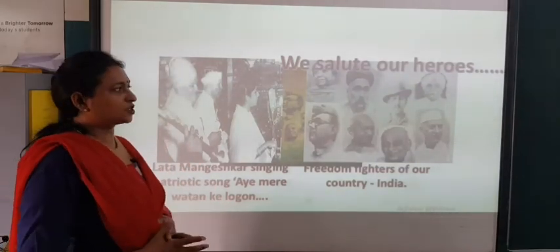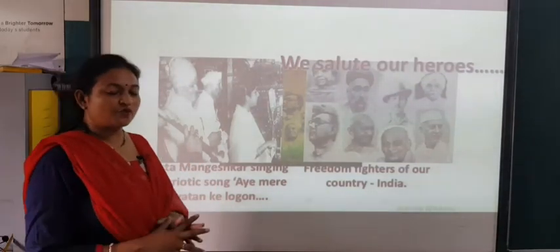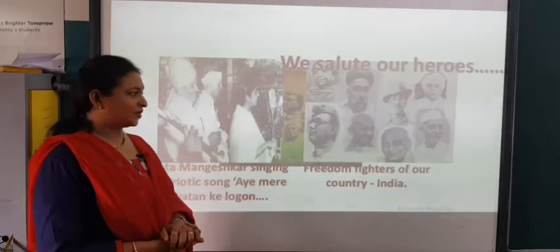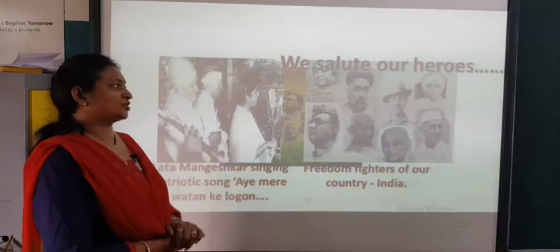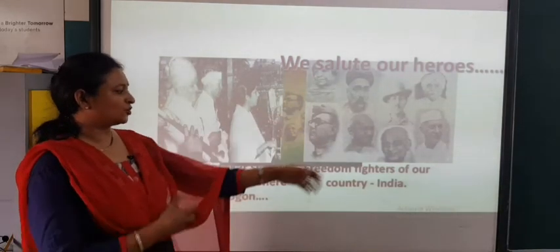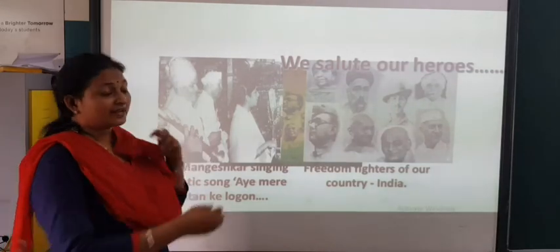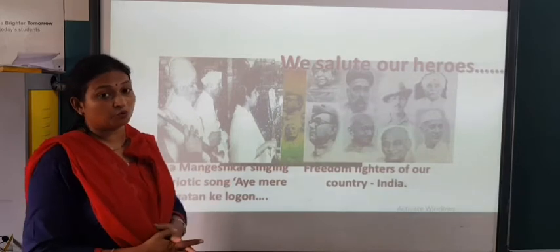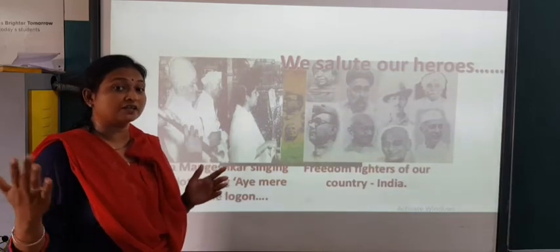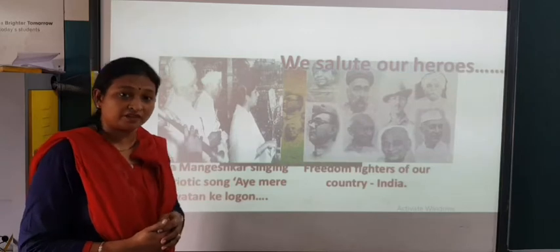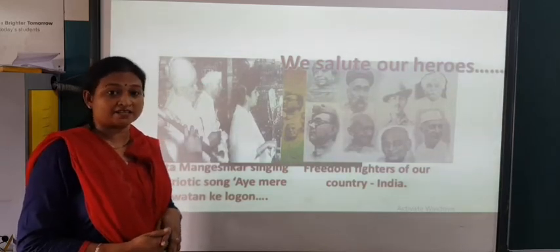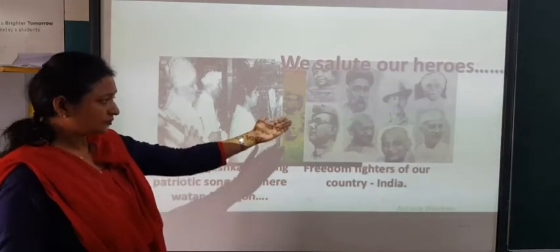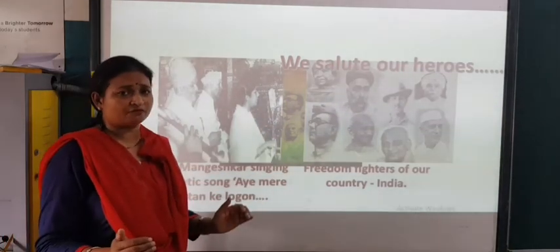Now, the first page itself is about a very beautiful song sung by the nightingale of our country. Who is she? Lata Mangeshkar. So, we salute all our heroes. Here you can see the freedom fighters of our country. I have just put the pictures of very few. There are many more. It's a story of 100 long years, and we Indians have never given up. They were continuously fighting against the Britishers till their last breath. So, here I have just a few of them.